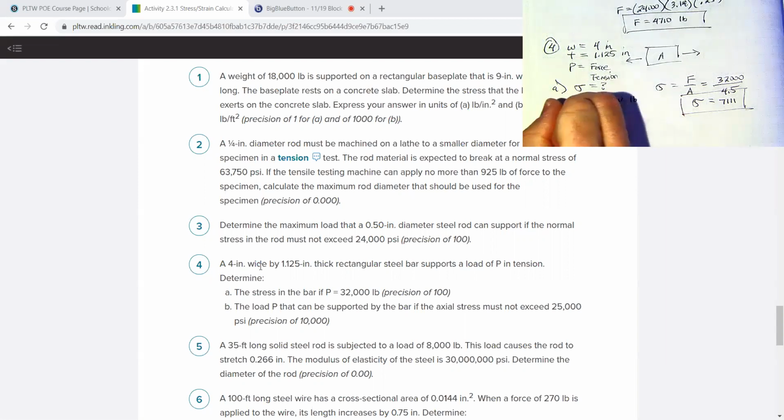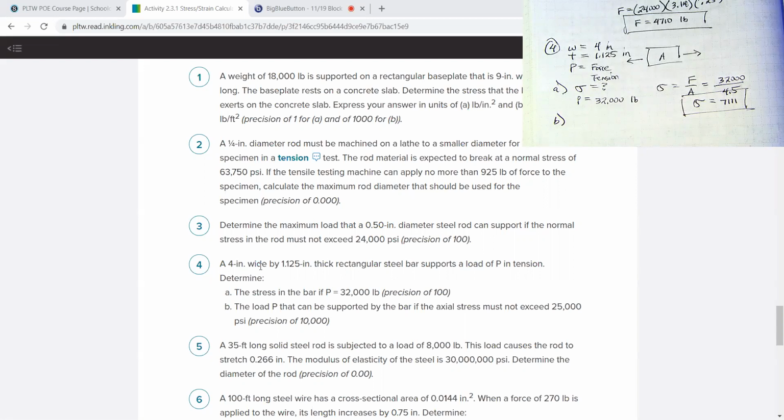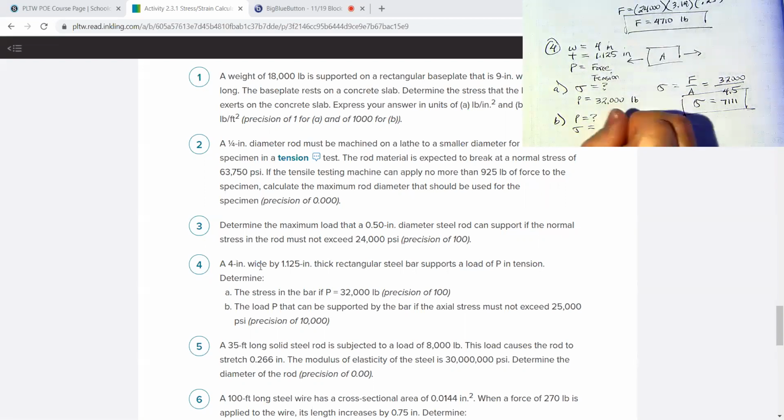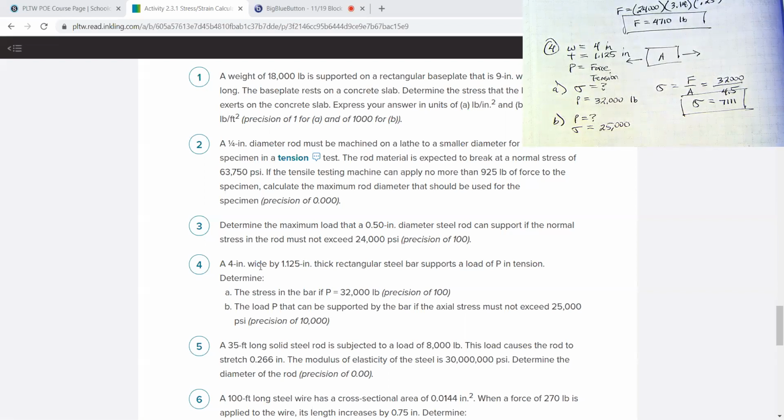And then it says part B. There's another part. Part B says determine the load P. So that's P equals question mark. It's a different P. The first P we're forgetting about. Determine the load P that can be supported by the bar if the axial stress is sigma equals 25,000. Okay, this is what's happening, I think. Before they gave us the force and asked us the stress. This time they're giving us the stress and asking us the force. Does that make any sense?